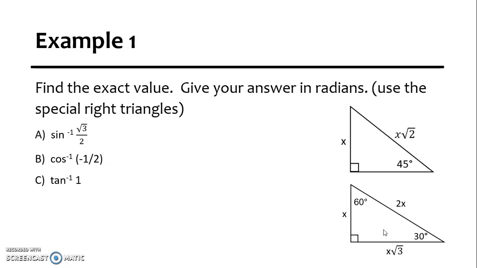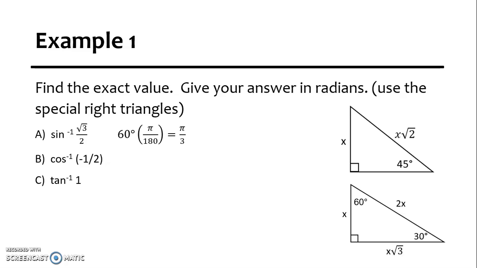Now, sine is opposite over hypotenuse. So I have to find an angle that's opposite the square root of 3 and the hypotenuse is 2. So notice 60 degrees is opposite from the square root of 3, and the hypotenuse is 2. So 60 degrees is what I'm looking for. But they wanted this in radians, so I need to convert this into radians. So I would just use the conversion factor, and let me show you my work. So for this one, I did 60 degrees times pi/180, and I got pi/3. Okay? So that's the answer for part A.